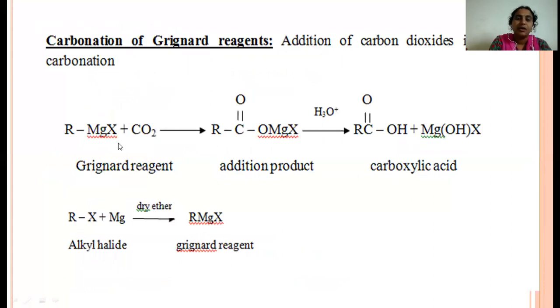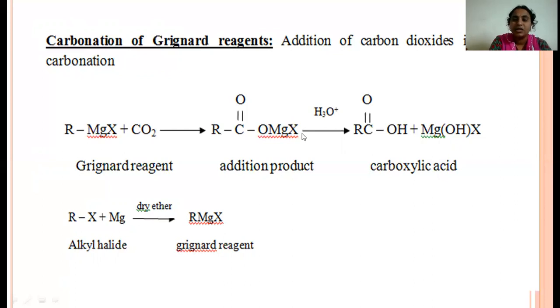So here the Grignard reagent is nothing but alkyl magnesium halide. When it reacts with carbon dioxide, in this Grignard reagent, R exists as a minus charge, whereas magnesium halide exists as a plus charge. In the C=O of carbon dioxide, oxygen carries a minus charge, whereas carbon carries a plus charge. So this R group will attach to the carbon, whereas the oxygen, which has the minus charge, is attached to the MgX. So this addition product will form.